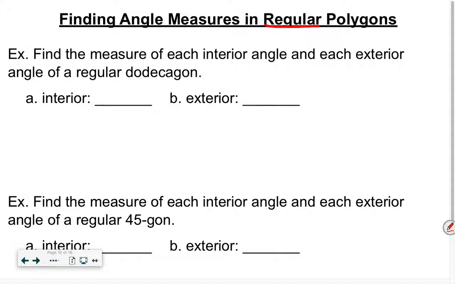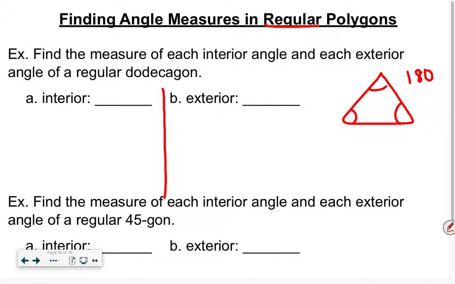Let's start with the interior. Now, let me use my triangle as a reference again. In an equilateral triangle, how big was each angle? 60, Lakin. Very good. Where did that number come from? Where did 60 come from? Luke? 180 is what they add up to. Where did 60 come from? Right? They were each 60. And where did that number get derived from here, mathematically? Connor? Very good. You took the total and you divided it by how many angles you had.